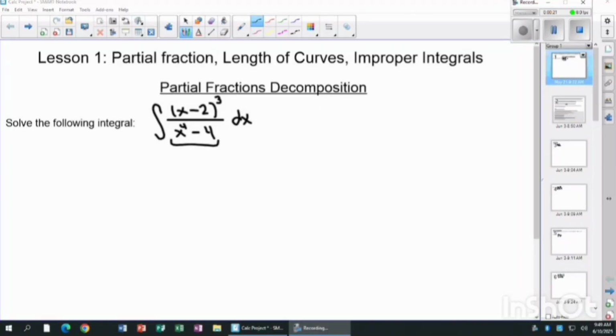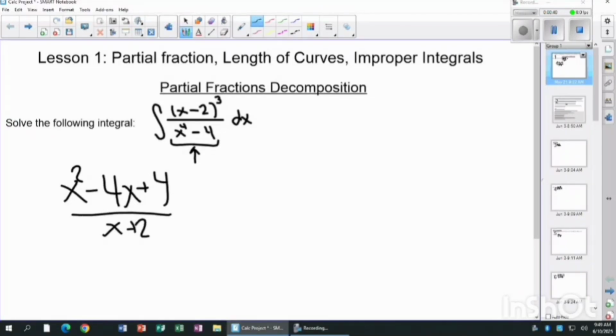Okay, so since we already know how we would solve this, I'm going to run through it kind of quickly. So if you're just working with this integrand and you're trying to reduce the integrand, you would end up with x squared minus 4x plus 4 over x plus 2. And after using synthetic division, you would have x minus 6 plus 16 over x plus 2.